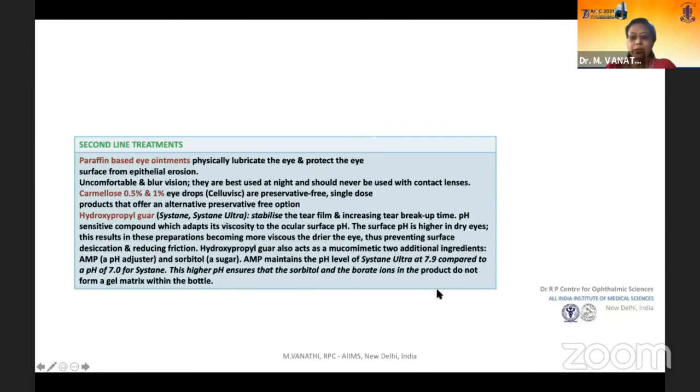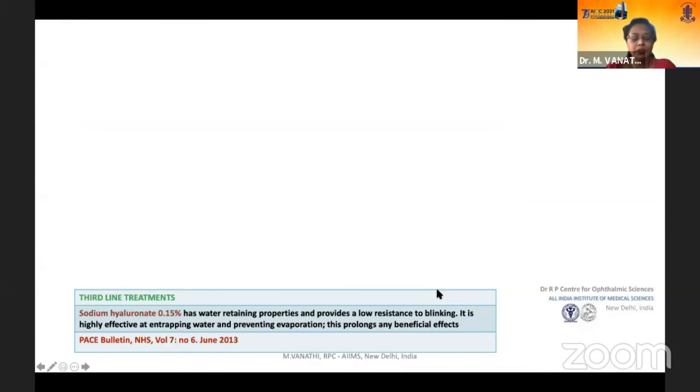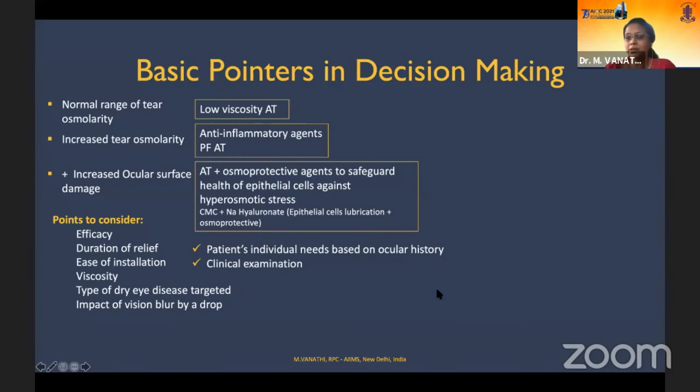But for a patient who's having damage beyond just episodic, then you would move on to paraffin-based or the other ones which contain formulations like HP-guar. And the third line of sodium hyaluronate is when the dry eye disease is most severe.